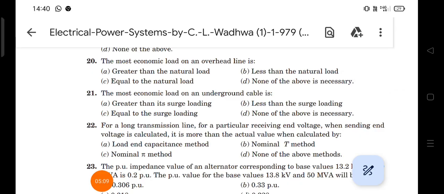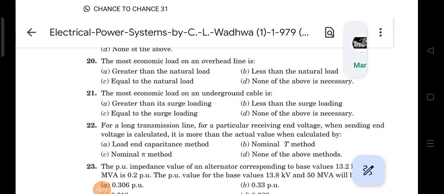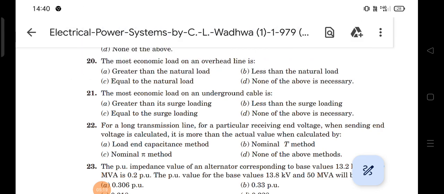For a long transmission line, for a particular receiving end voltage, when the sending end voltage is calculated, it is more than the actual value. That means, what is given is that for a long transmission line, for a particular receiving end voltage, when the sending end voltage is calculated, that is more than the receiving end voltage.